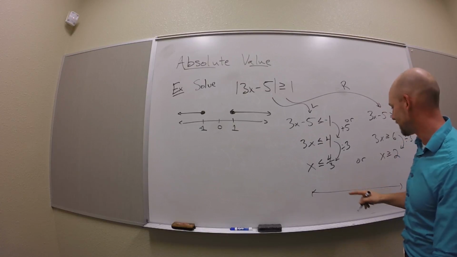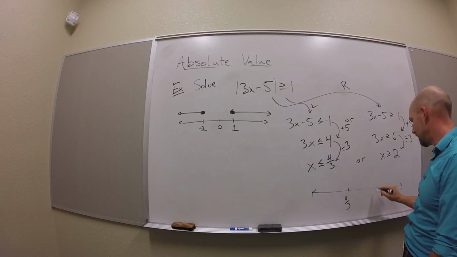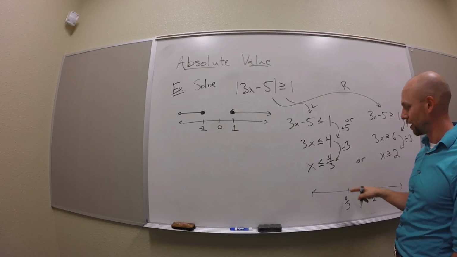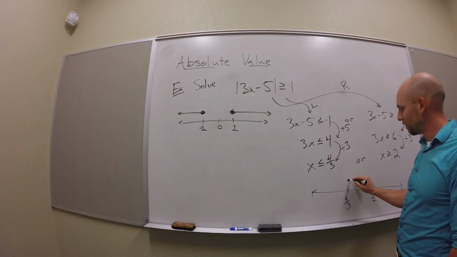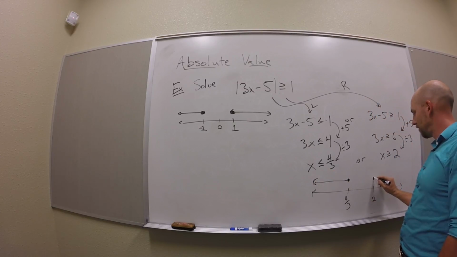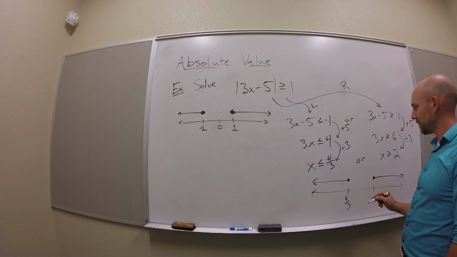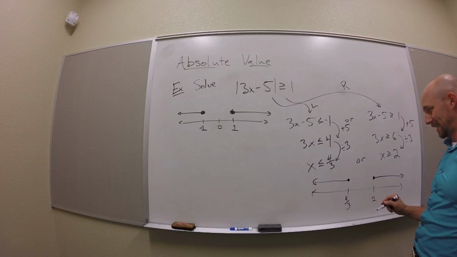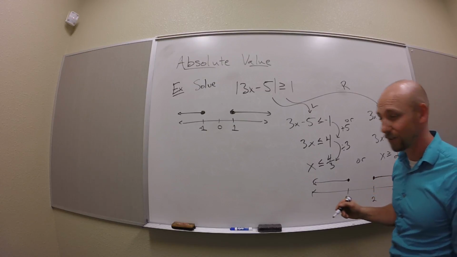So my number line answer says, okay, I need to peg 4/3, and I need to peg 2. 4/3, by the way, is like one and also another third, so it's smaller than 2. And I'm going from there, filled in dot, go left, and from 2, I'm filling in a dot and going right. You see that? So now, that's my answer, right? How about interval notation?